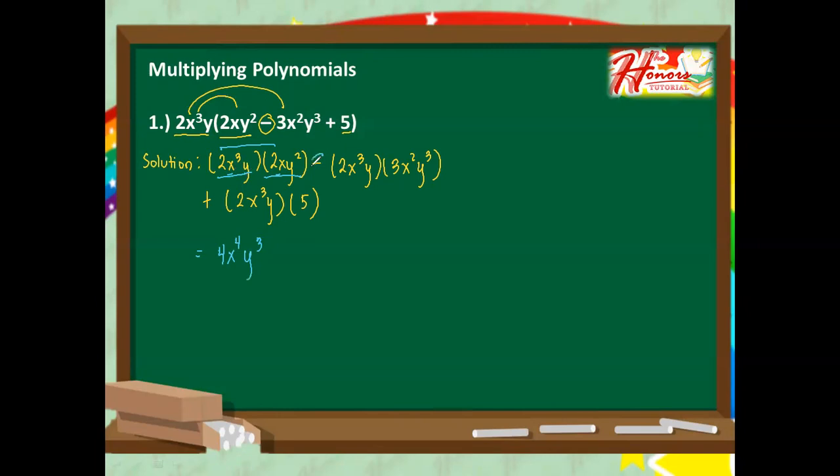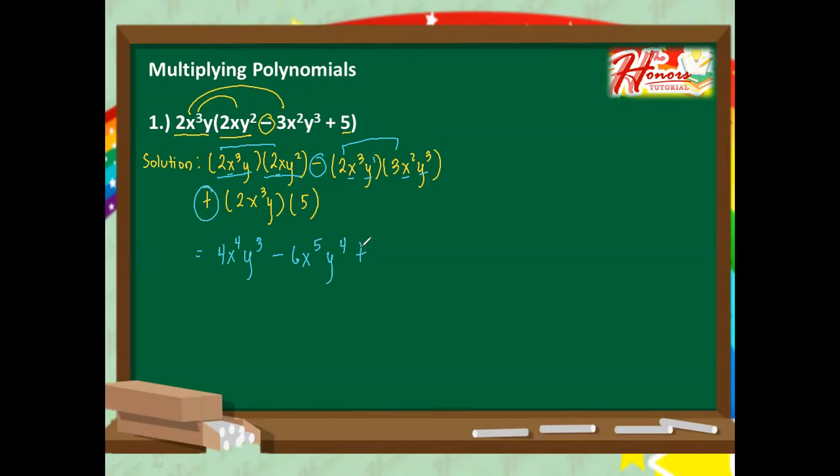And then copy this operation. So minus, multiply the numerical coefficients. So that is 2 times 3, that is 6. And then for x, copy the variable x and then add the exponents, which is 3 and 2. So that's 5. And then copy again the variable y and then add the exponents. So that's 1 and 3. So 4.